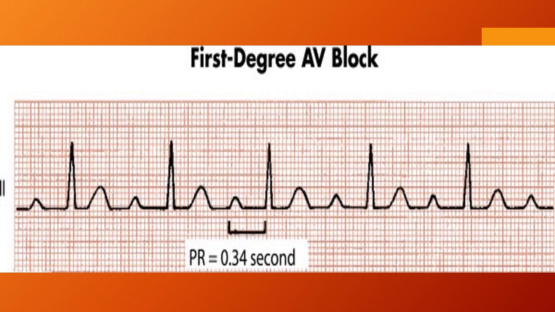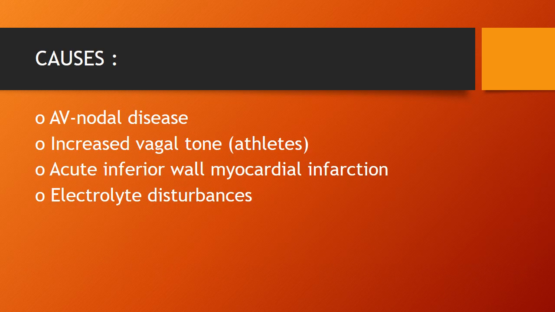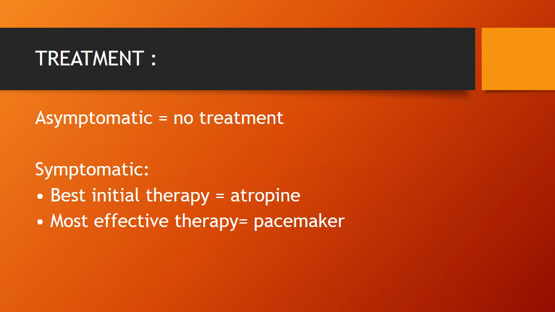Normal is 0.2. The causes include AV nodal disease, increased vagal tone, for example in athletes, acute inferior wall MI, and electrolyte disturbances. So these can all prolong the PR interval, and there is a disease which can shorten the PR interval, which is WPW syndrome, that is Wolff-Parkinson-White syndrome.